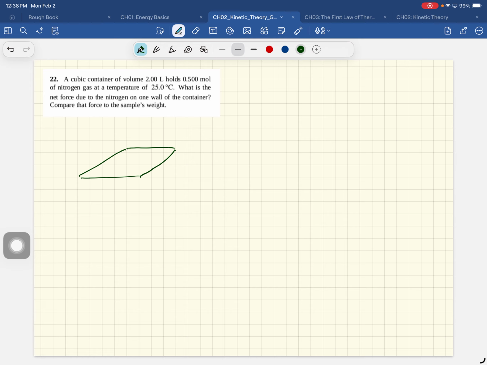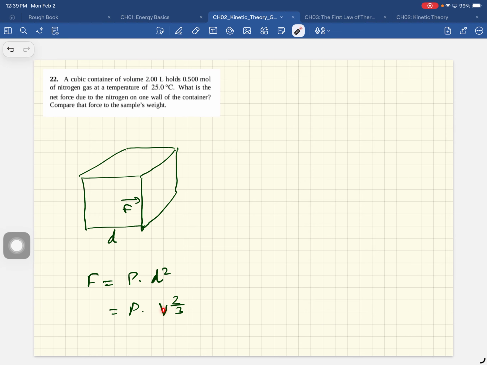It sort of illustrates that issue. We'll see that the force that the gas exerts is so much greater than its weight. So we want to calculate this force. Let's say the side is D. The force is pressure times D squared, and D squared is the volume to the power 2/3, since volume to the power 1/3 is D. So that's the force.